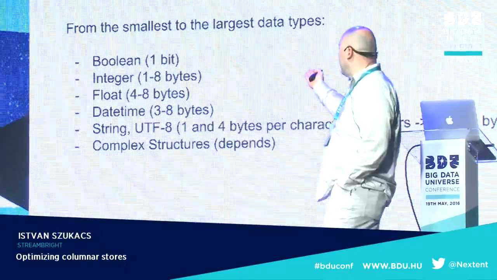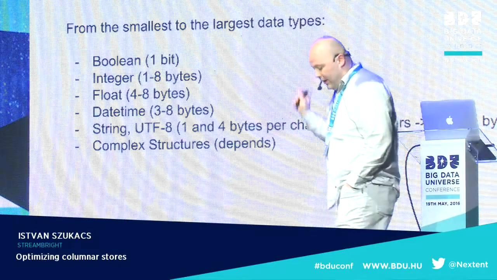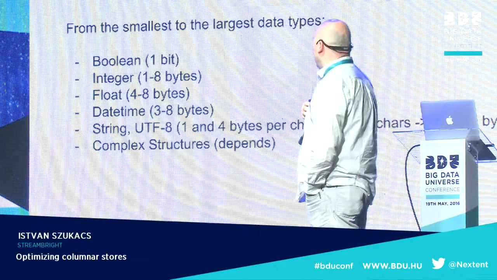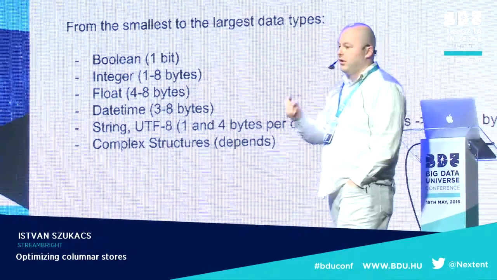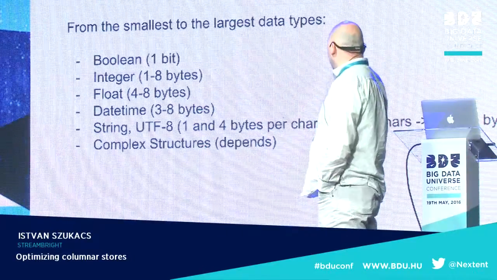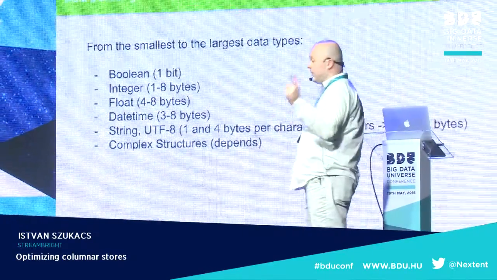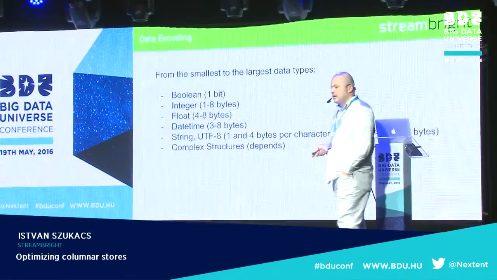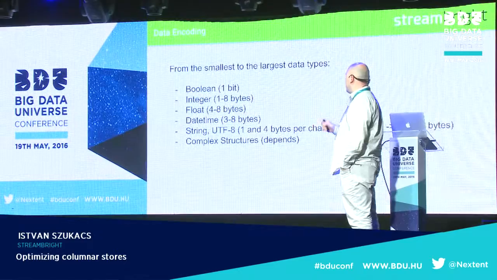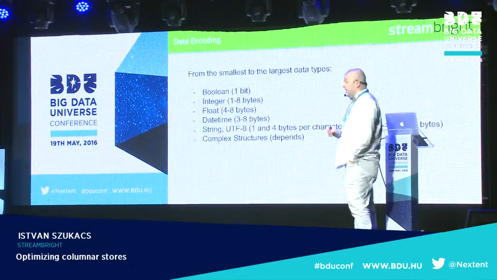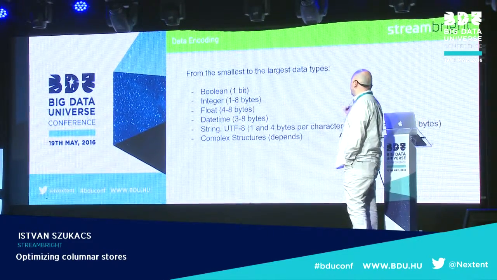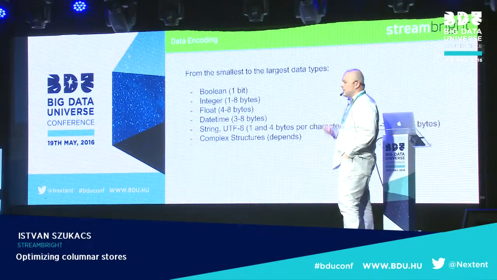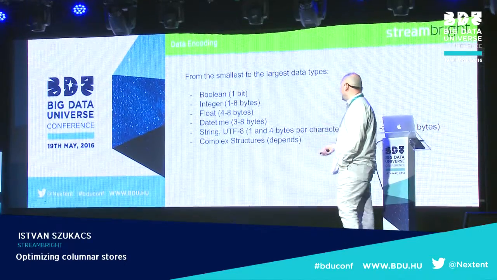And when you are reaching the string line, that's what's really heavy on the databases, because it can have 1 to 4 bytes per character. So if you have a 64 character long string, then it's usually 64 to 512 bytes. That's a huge amount of space compared to integers. So data encoding is about how to transform, how to store an integer, or how to store a string as an integer. That's pretty much the gist of it.